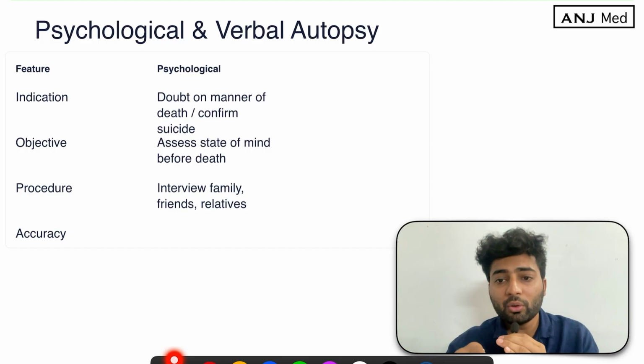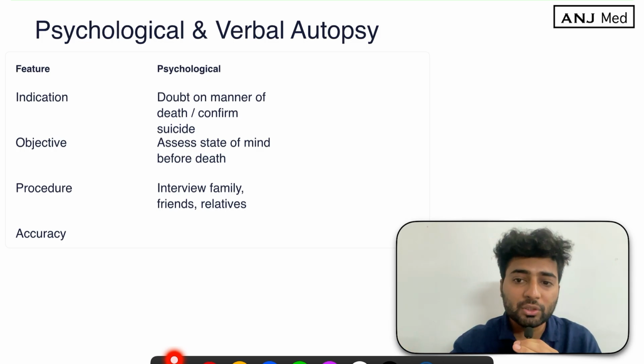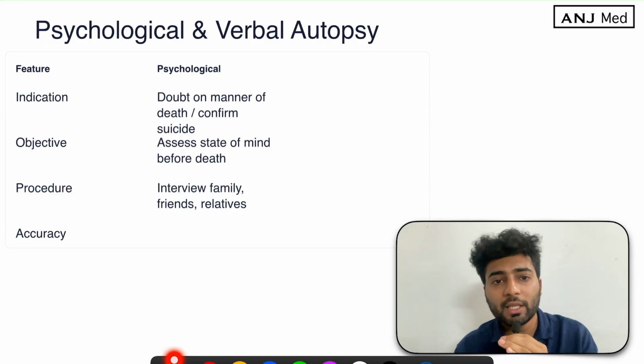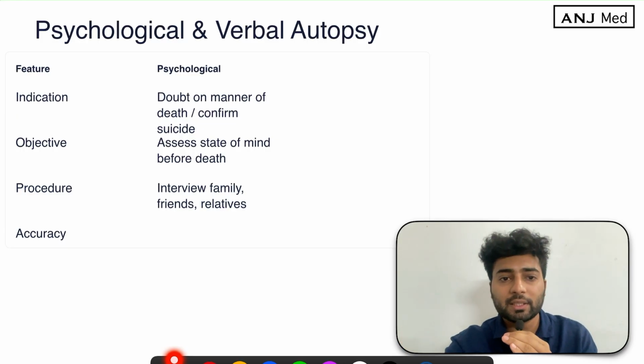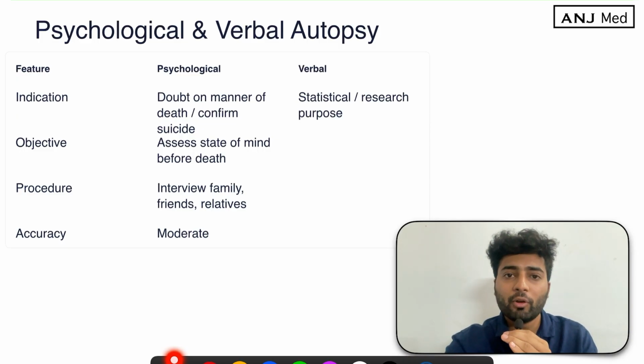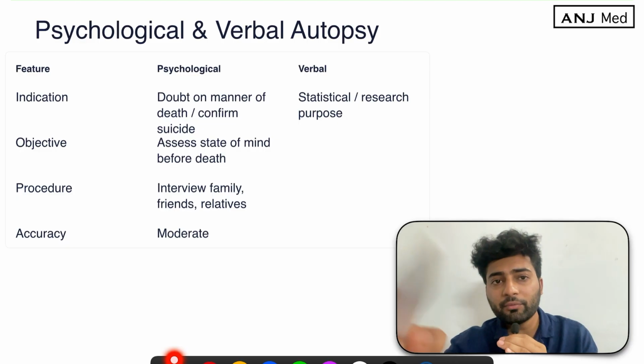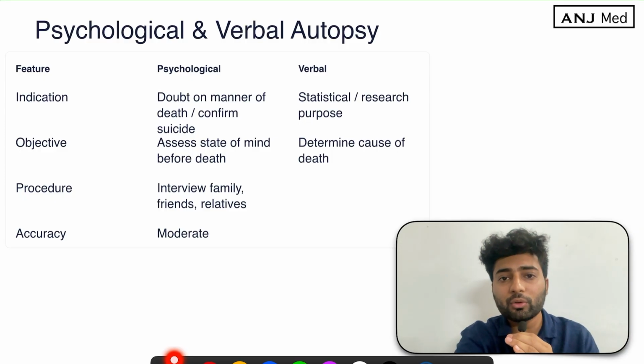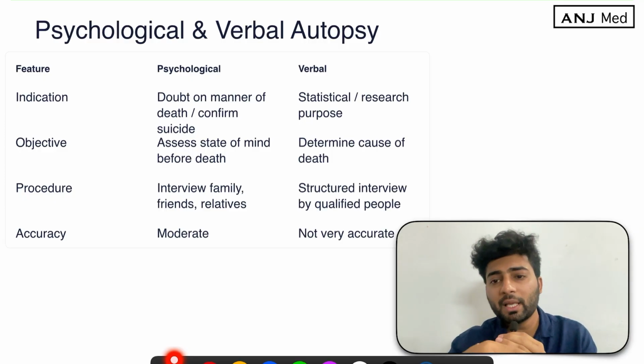They are not investigating any other cause of death, they are just confirming whether it is a suicide or a homicide, right? To confirm the suicidal death they will interview everyone and ask these questions, and accuracy is moderate because it's never reliable. Now, verbal autopsy. See, this is different from psychological. In psychological autopsy the only purpose is to confirm suicidal death. But verbal autopsy is used in places where there are fewer resources.